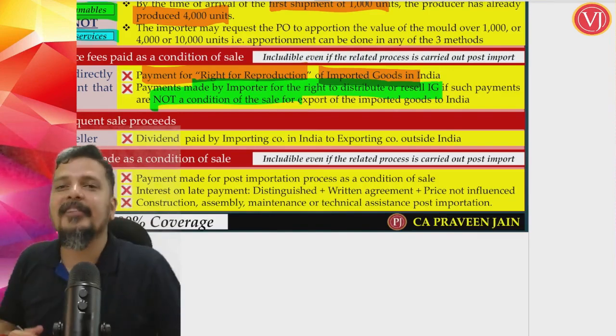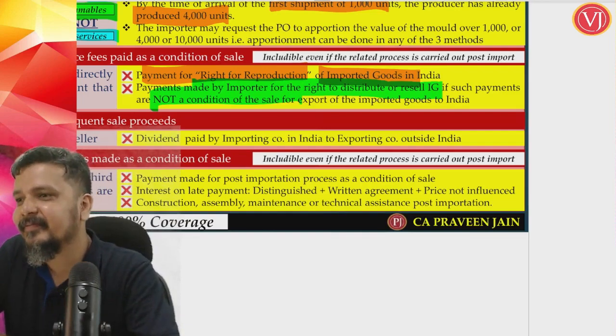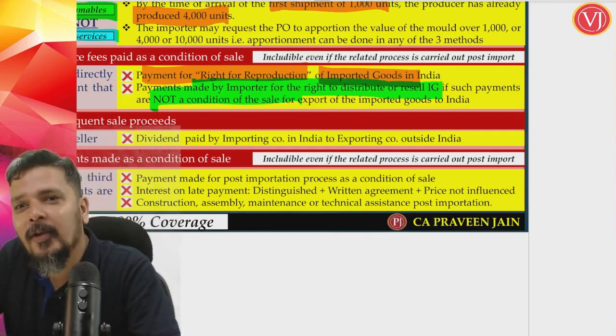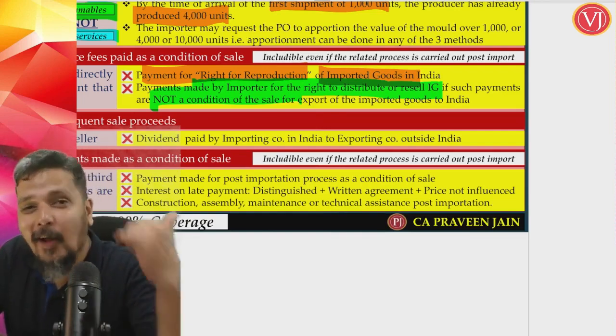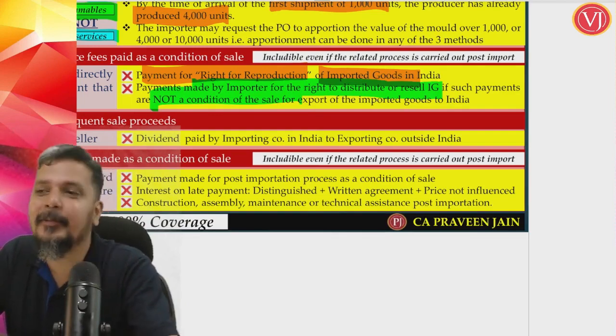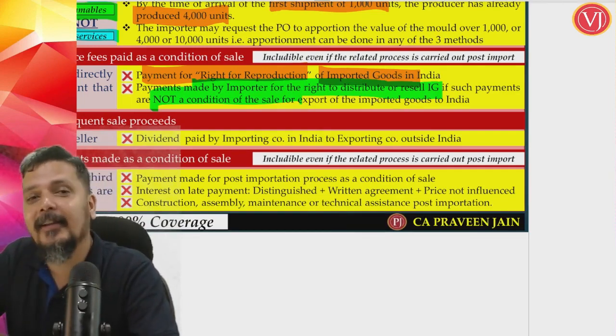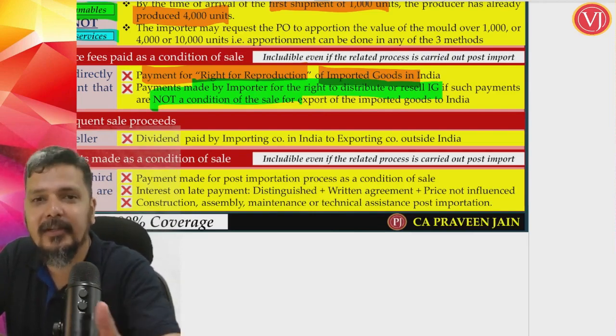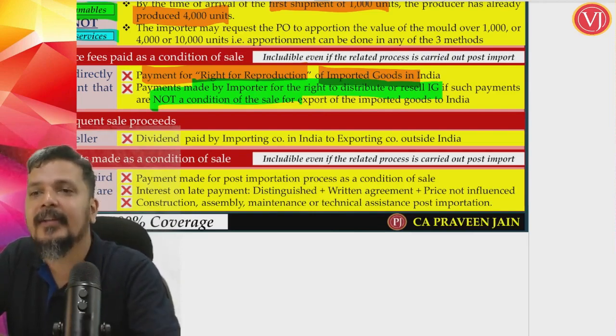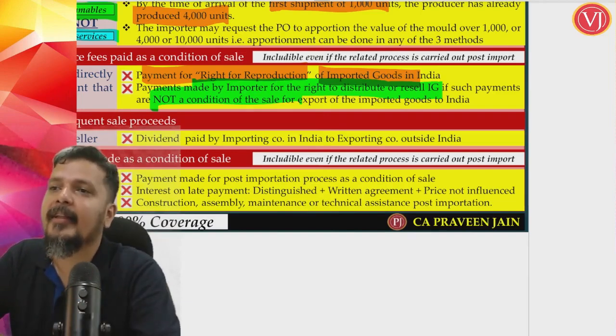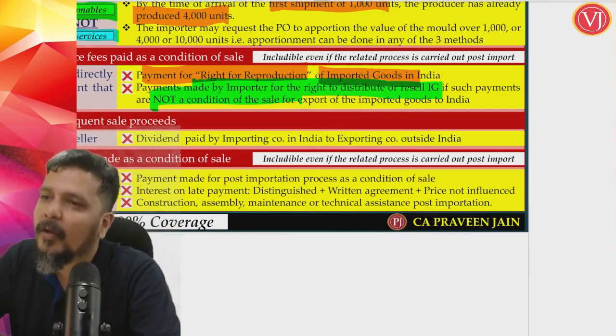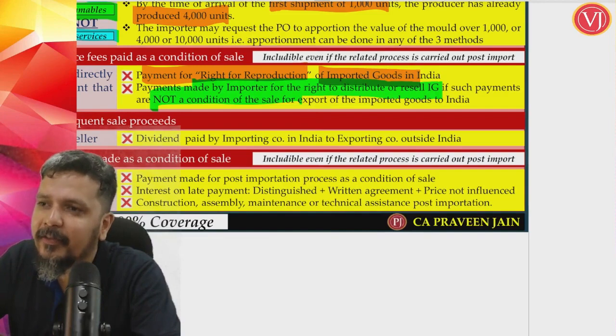I have imported the machinery. I don't know how to use it. I call that exporter of USA and tell them, please teach me how to use it. They tell me that you have to pay another royalty to know how to use it. That another royalty is 50 lakhs. Now tell me, whether that 50 lakhs will be added now?